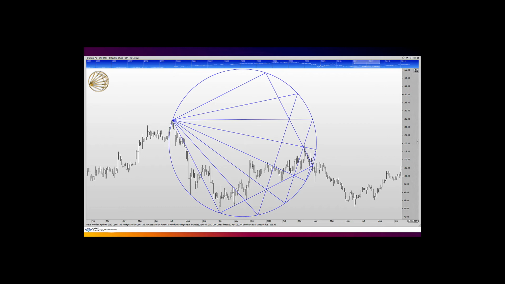Now, what was really fascinating about this process was how uncanny it was that these reversals take place at this angle right here. We'll see here in a minute. It's called the 52-degree angle. And this is very common. This is one of those classic trade setups.